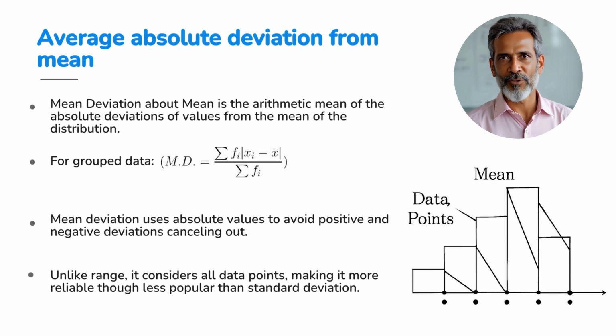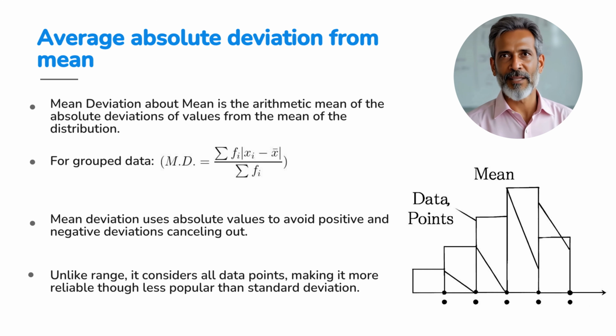Here, the absolute values are crucial because otherwise positive and negative deviations could cancel each other out, giving a false sense of low scatter. Mean deviation considers all data points, unlike the range, which only looks at two extremes, making it more reliable for typical spread.